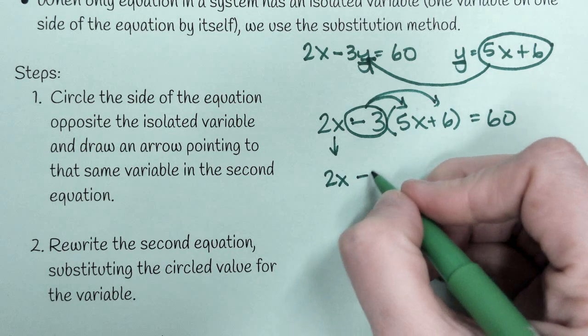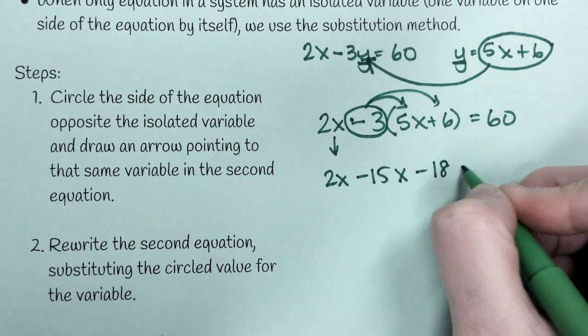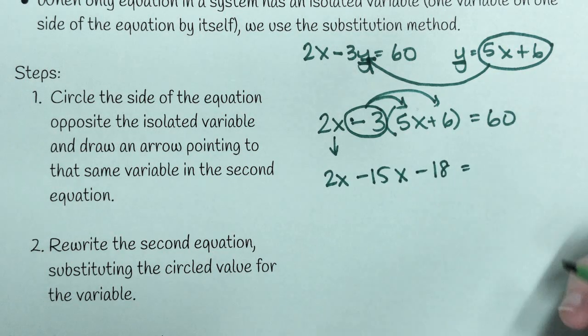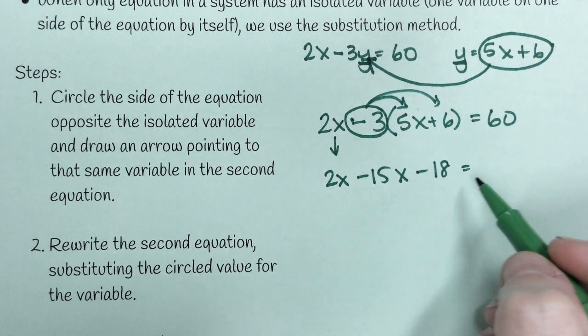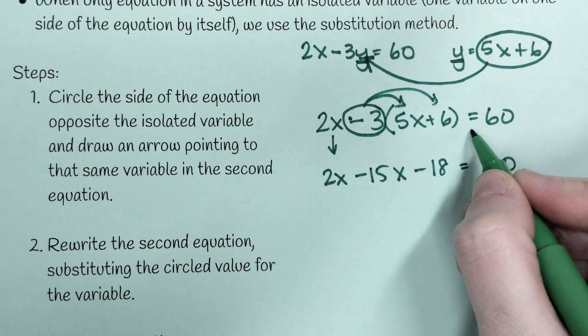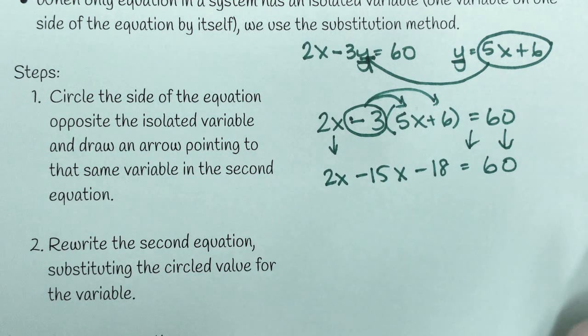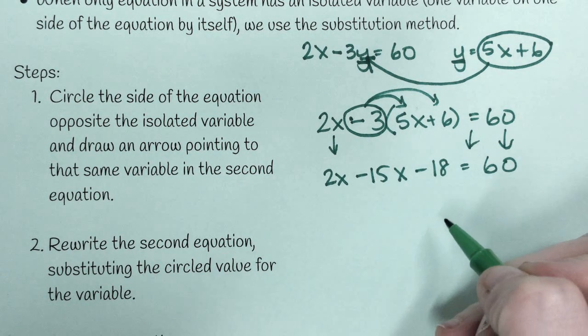Negative 3 times 5 is negative 15x. Negative 3 times 6 is negative 18. I hit the equal sign, so I stop distributing, all right? Now equals 60. This comes straight down and that comes straight down because I didn't do anything to them, okay? Now I'm going to keep going. I'm going to start combining my like terms.